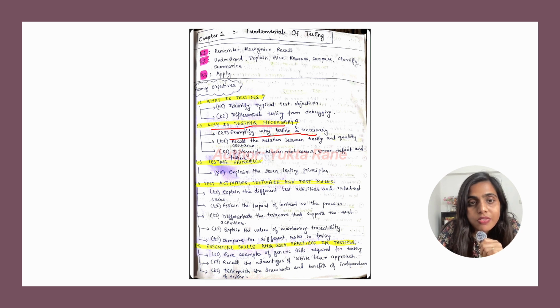Now the second one is recall the relationship between testing and quality assurance. This is our 1.2.2. And the third one is distinguish between root cause, error, defect and failure. These 4 are commonly misunderstood terms, and we interchange them in normal conversations, but these terms have different meanings. Okay, so let's start with module 1.2.1 right away.